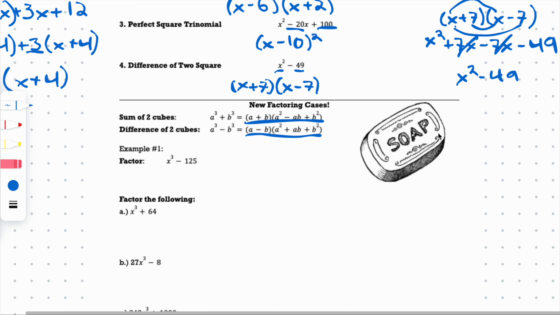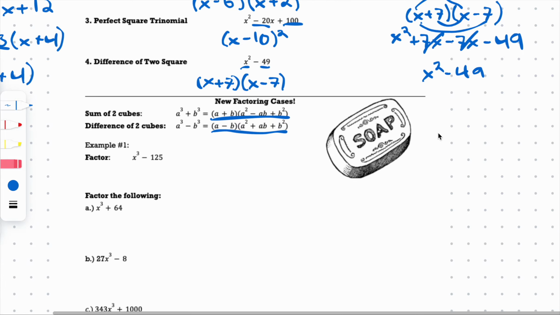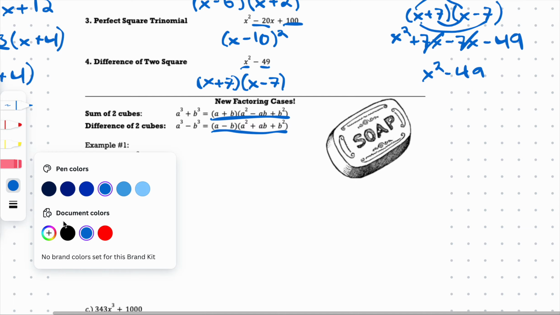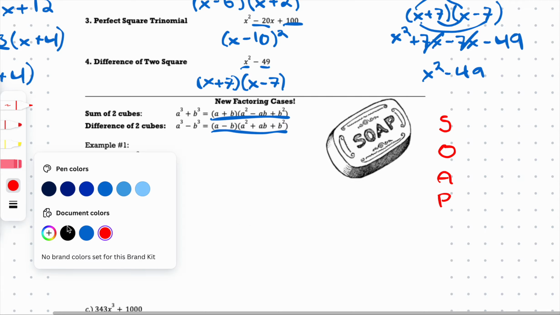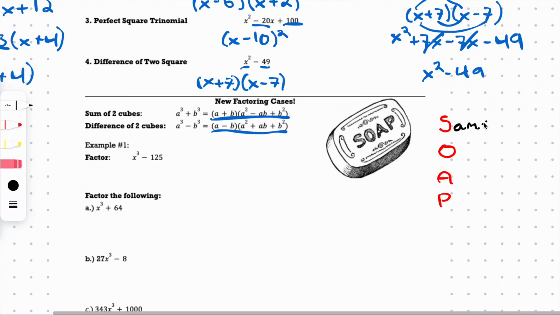And the way we remember which sign to use when is by this acronym SOAP. So SOAP stands for same, opposite, always positive.